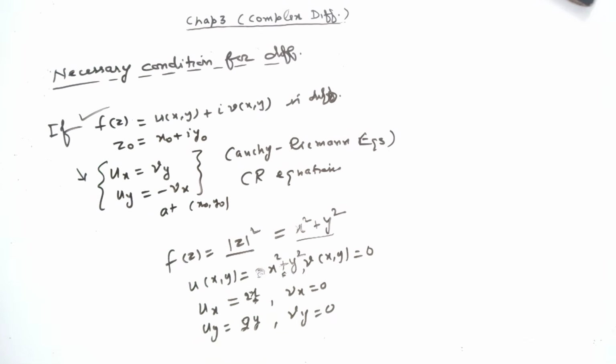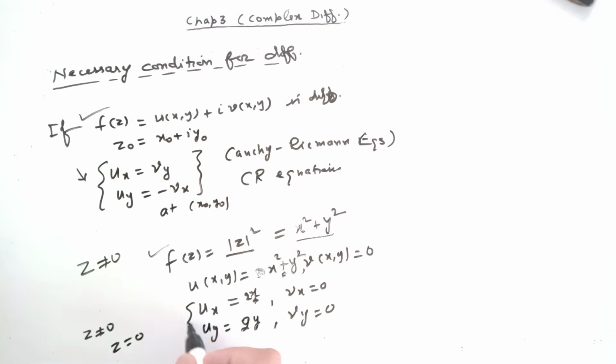Now see, if z is non-zero, then the CR equations are not satisfied. You can check. ux is 2x. If x is non-zero, then it is not equal to vy. So this function is not differentiable for any z non-zero. It's clear, one of the equations will not be satisfied. Okay. For z equal to 0, CR equations are satisfied as expected.